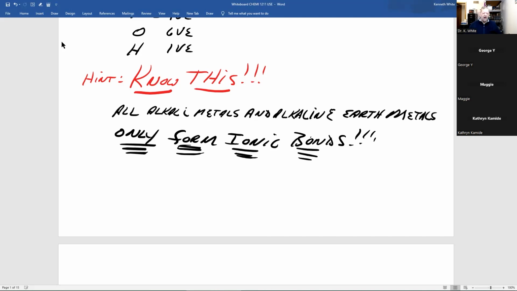And you should know all alkali metal elements, all alkaline earth metal elements only form ionic bonds. You will never find an alkali metal or an alkaline earth metal in a covalent bond. You won't. By the way, if you do, let me know.